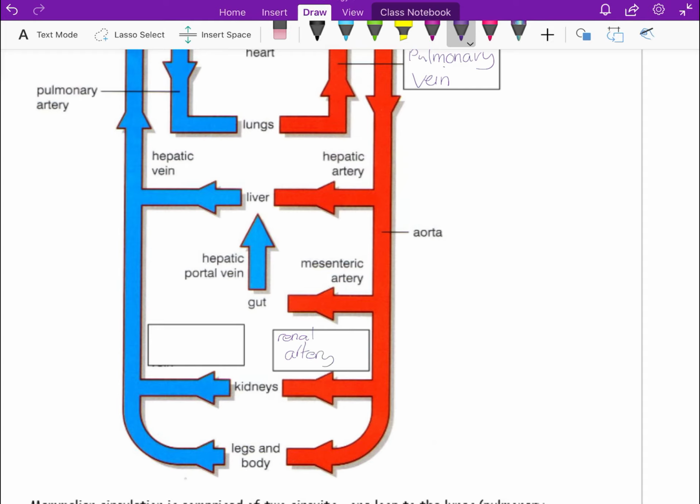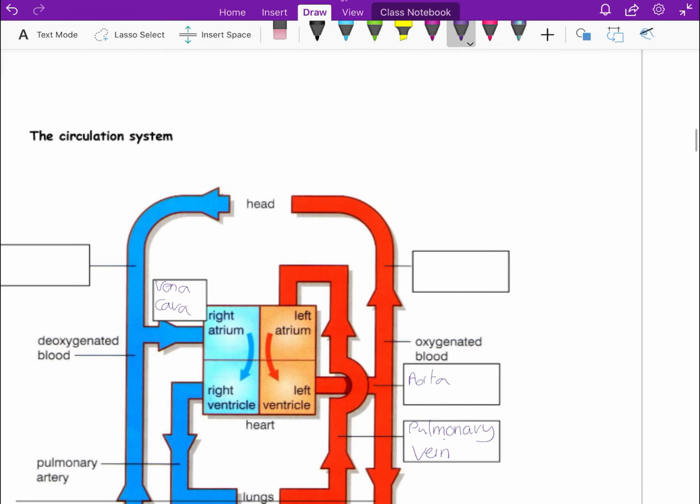Scrolling down to these two boxes here, we've got the blood vessels of the kidney. So we've got the renal artery going from the heart, this will be coming from the aorta that we just labelled, to the kidneys, and then we've got the renal vein coming from the kidneys.